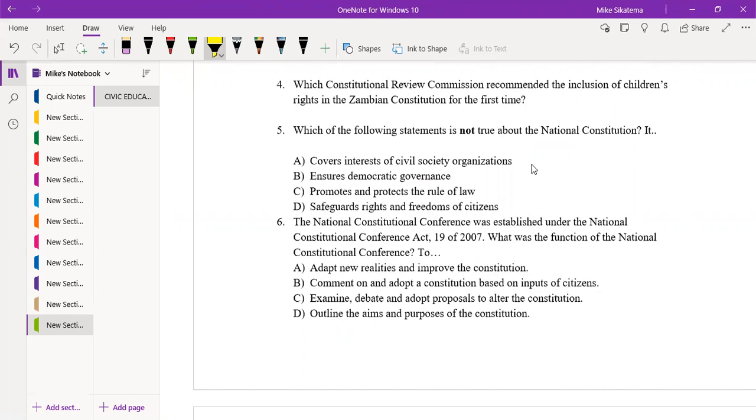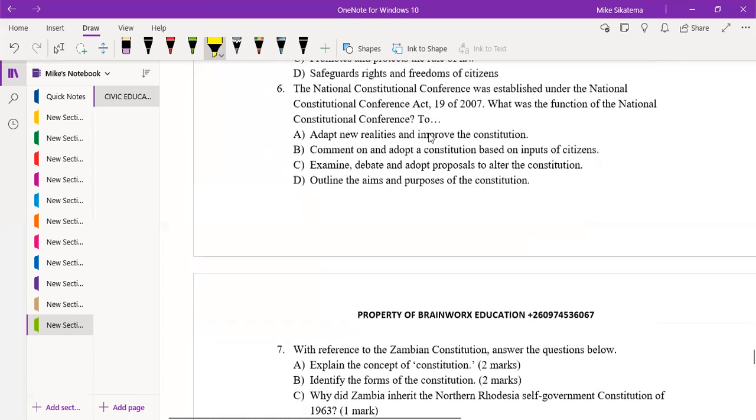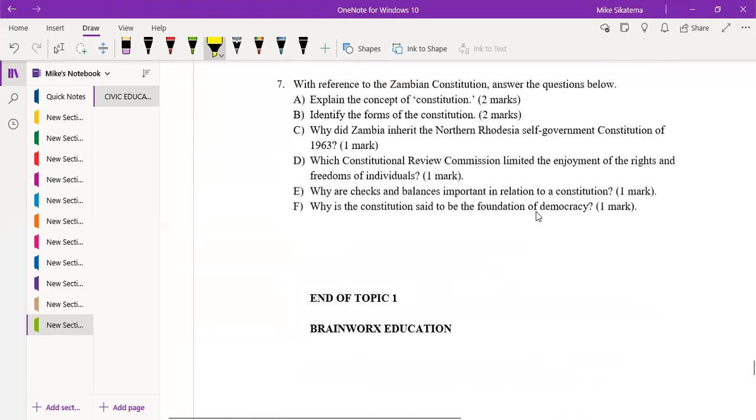Read. Which of the following statements is not true about the National Constitutional Conference? The Zambian National Conference was established under the National Constitutional Conference Act 19 of 2007. What was the function of the National Constitutional Conference? You have to read. With reference to the Zambian Constitution, answer the following questions. You have to read, everything is in the notes. Explain the concept of constitution. Identify the forms of constitution. Why did Zambia inherit the Northern Rhodesia self-government constitution of 1964?